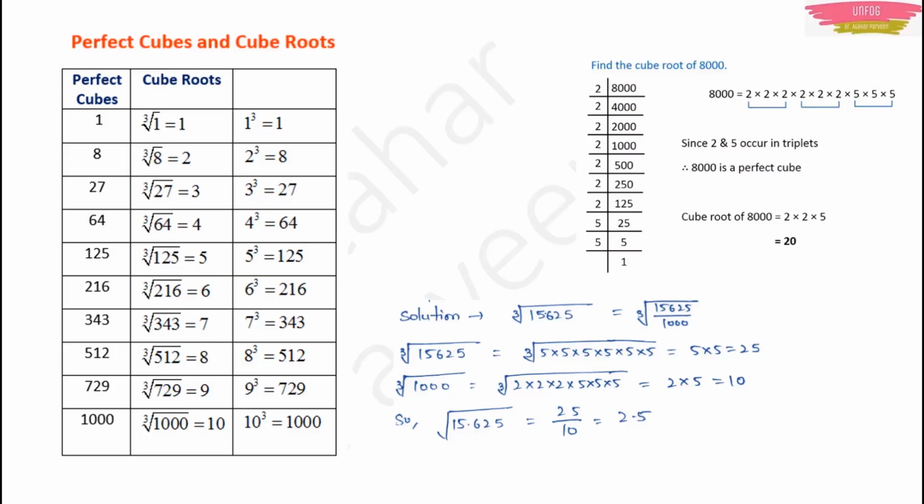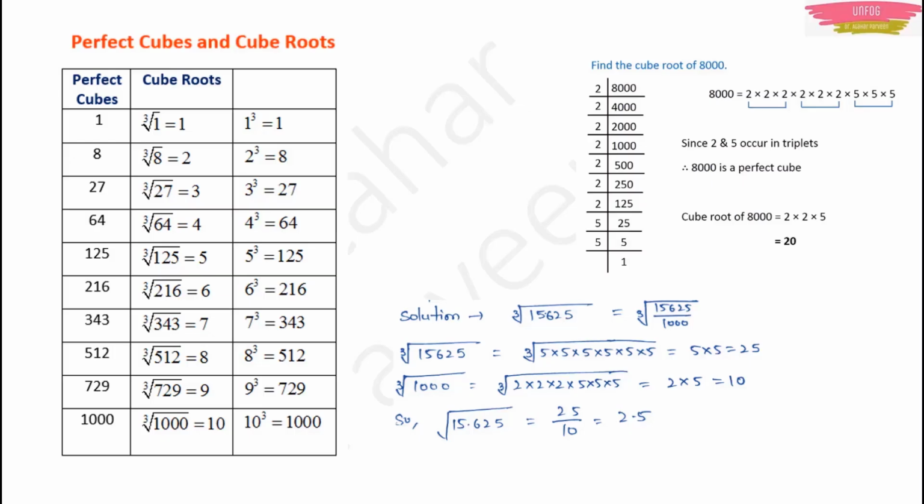In case you are getting a decimal number, what do you do? If it is a whole number, you will find the cube root easily. If it is a decimal number, see, for example, if I am getting 15.625, I remove the decimal from the numerator and put zeros in the denominator. This is how you convert a decimal number into a fraction, right?